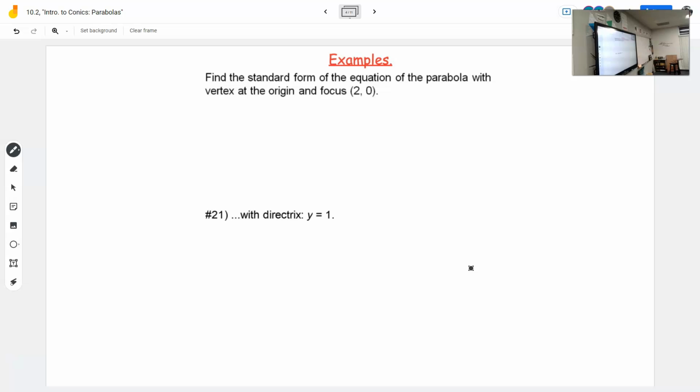Find the standard form. Which standard form? Oh my goodness, we've had so many. But in this section, the standard form is going to be, well, hold on, we'll figure that out in just a second. Find the standard form of the equation of the parabola with the vertex at the origin and the focus at (2, 0).